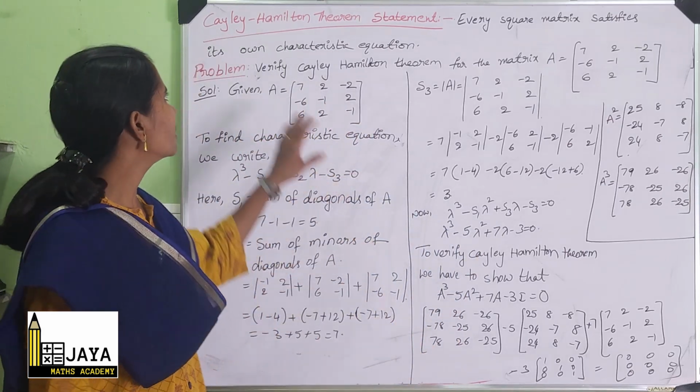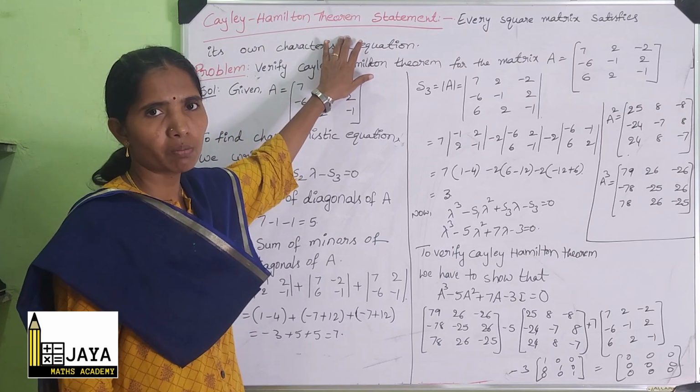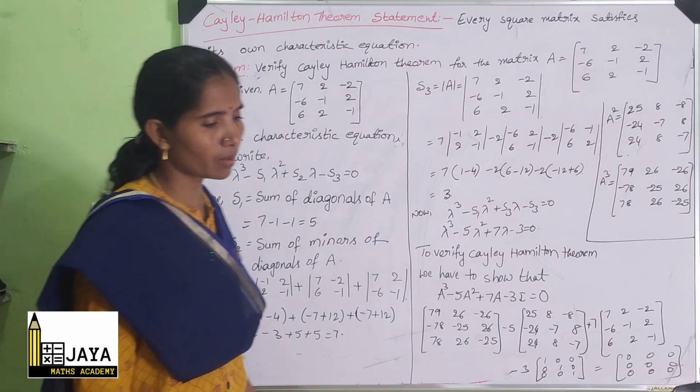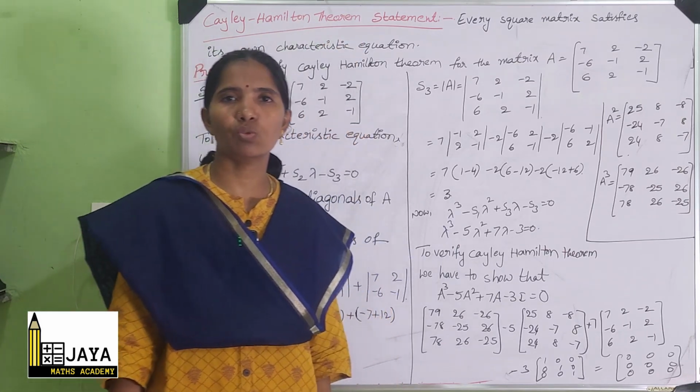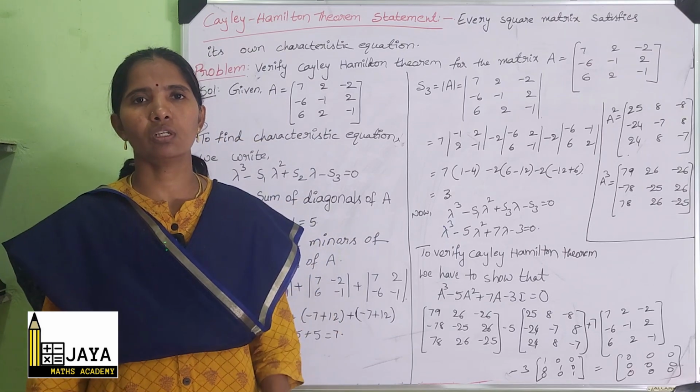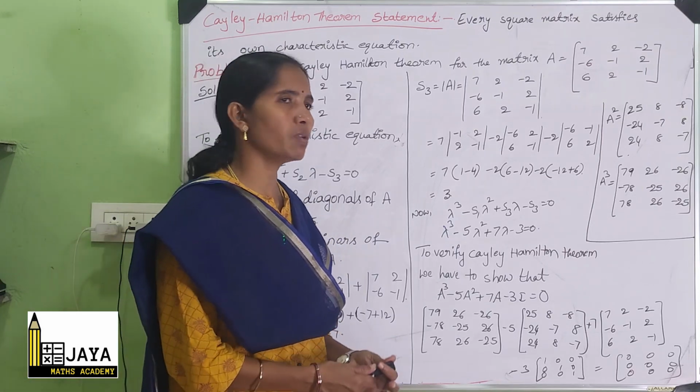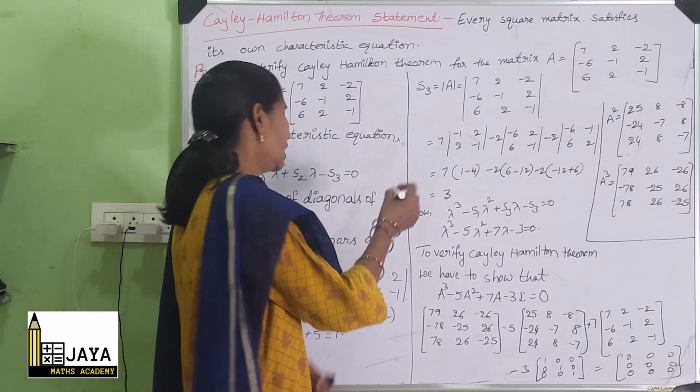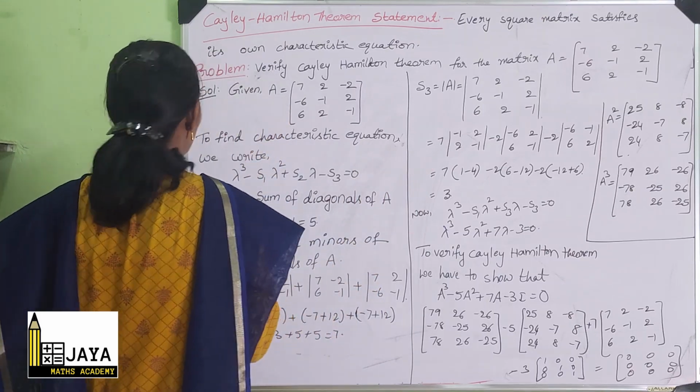Today our topic is Cayley-Hamilton Theorem statement. What is the statement of Cayley-Hamilton Theorem? Every square matrix satisfies its own characteristic equation. Square matrix means A is any square matrix. It satisfies its own characteristic equation.